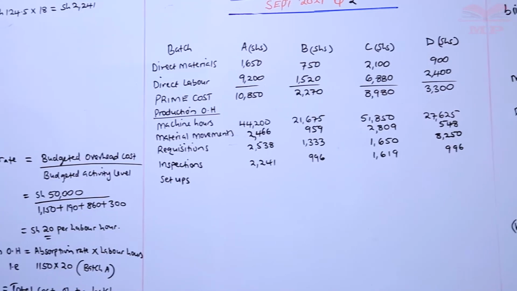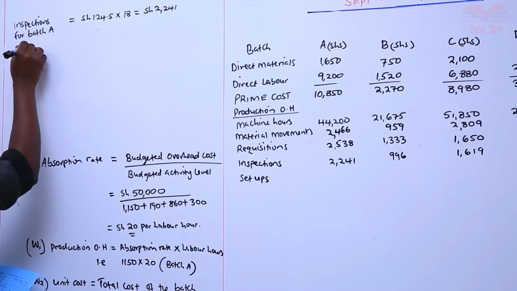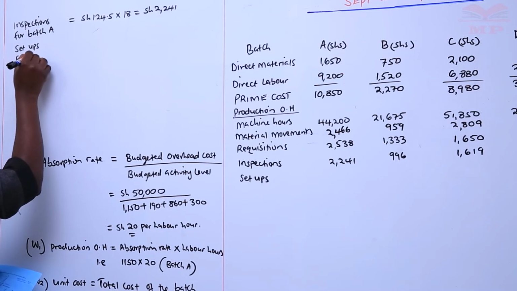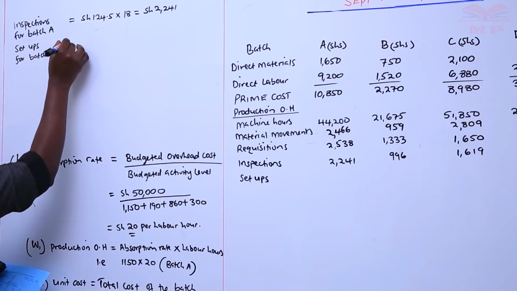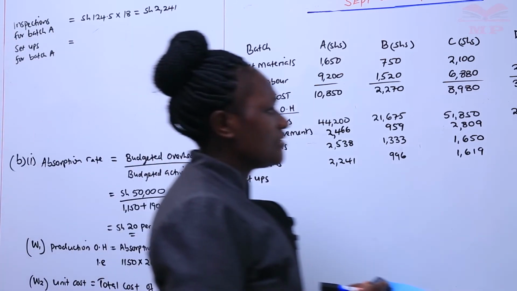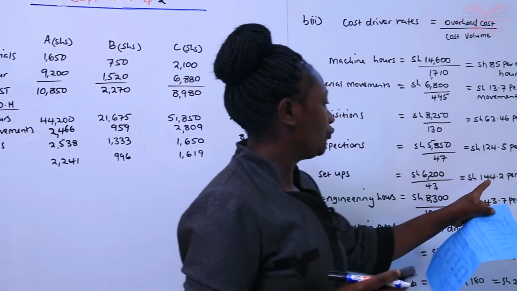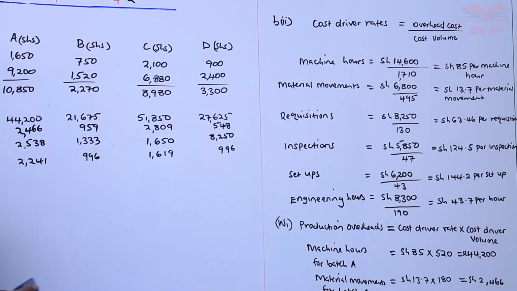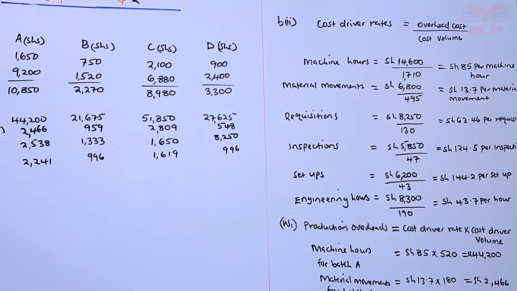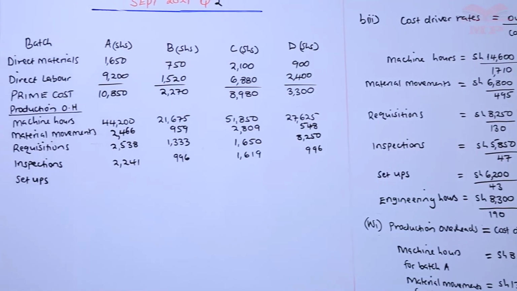We are to calculate the production cost based on setups. So setups for batch A will be calculated using the cost driver rate. The cost driver rate had already been calculated, which is 144.2. So we are taking the cost driver rate times the cost driver volume from note number 2. Under setups for batch A, we have 12.